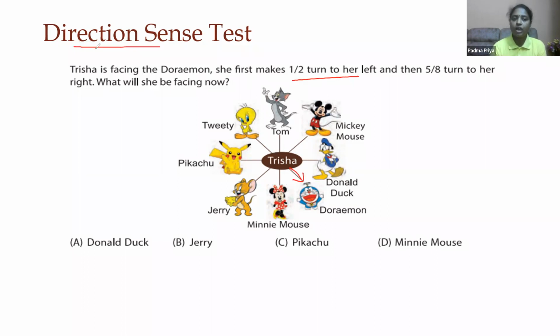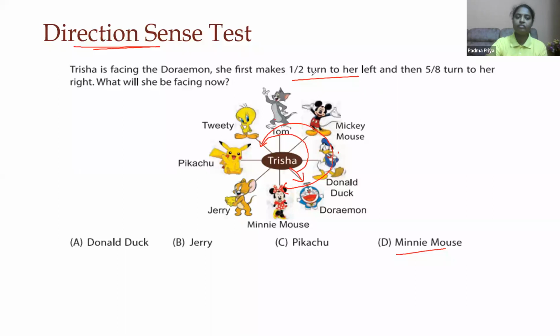Again, whenever you are solving a direction sense chapter, there are basic tips. What are the basic tips? Left turn means anti-clockwise, right turn means clockwise. This tip again is helpful to you throughout. So let us see. Left side means anti-clockwise, so half turn. So it goes to the Tweety. Now again, 5/8 right side. So 5/8 means check for 5 parts out of this total 8. 1, 2, 3, 4, 5. That means from here, she's coming back to the Minnie Mouse. So Minnie Mouse is the answer.